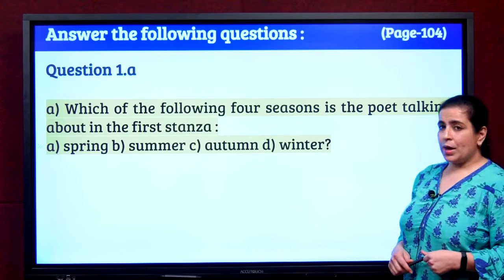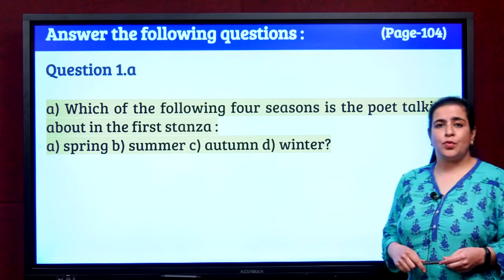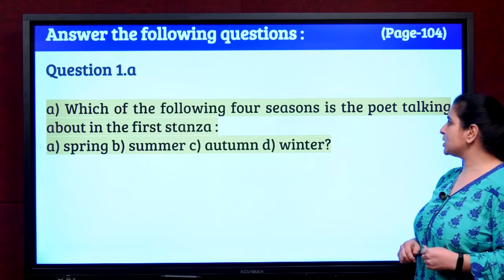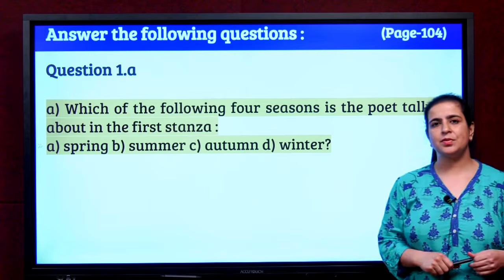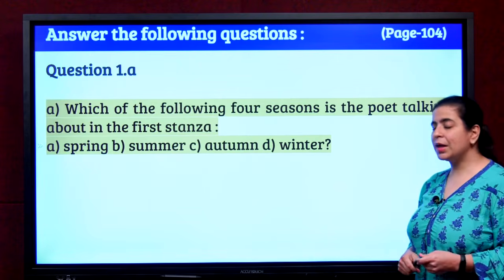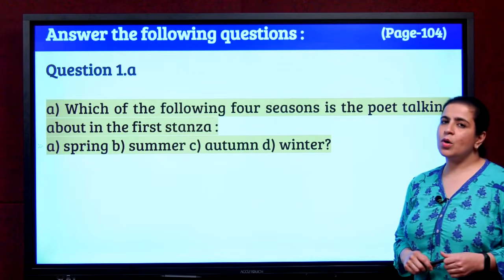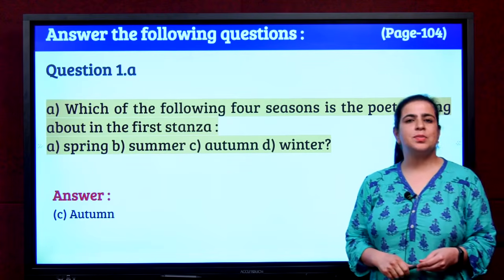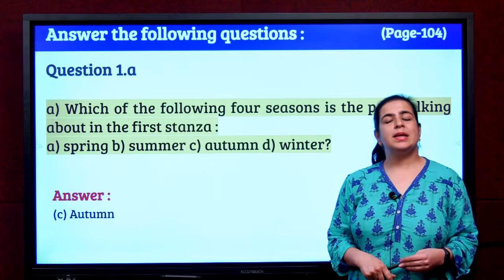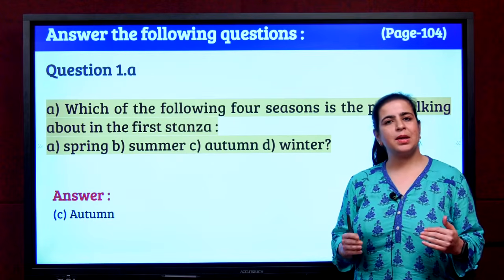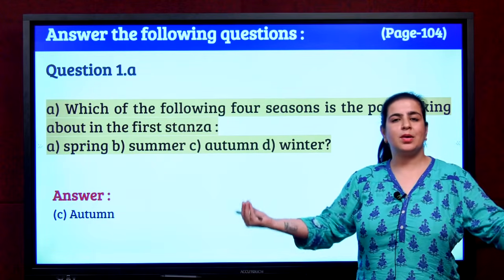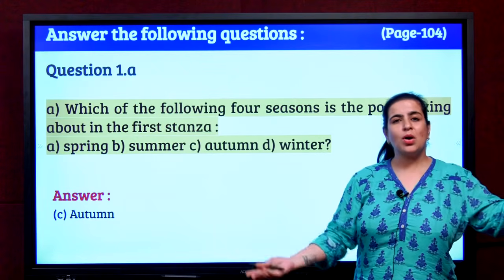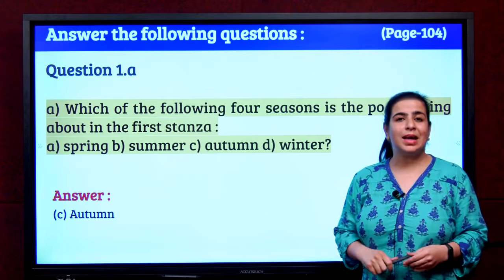Now question number 1, which is on page number 104. You can open the book and do it with me. Which of the 4 seasons is the poet talking about in the first stanza? Is it spring, summer, autumn, or winter? It is autumn that the author is talking about. It is the end of autumn and just the beginning of winter when the leaves have fallen down. You must have seen when it's autumn around you, all the leaves fall down and turn yellow.